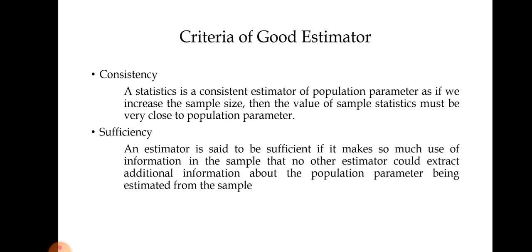Sufficiency. An estimator is said to be sufficient if it makes so much use of information in the sample that no other estimator could extract additional information about the population parameter. It means an estimator is said to be sufficient when it gives the maximum information about the population, and no other estimator can give more or any additional information as compared to the present estimator. So that estimator is known as the sufficient estimator.